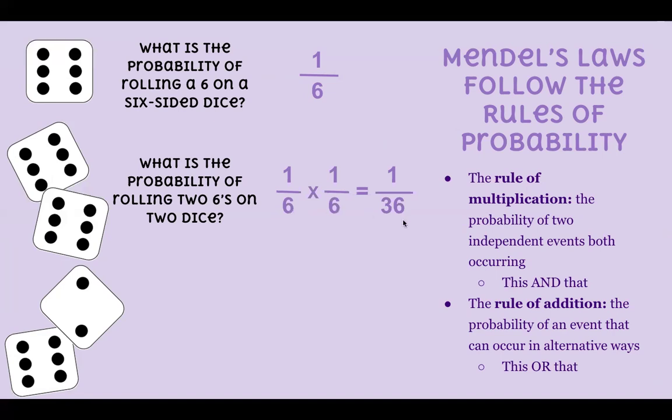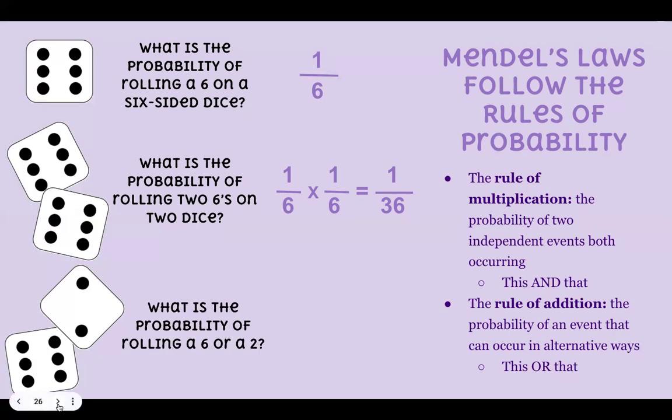If you have forgotten how to multiply fractions, don't worry. You just multiply the numerators. So 1 times 1 is 1. Then you multiply the denominators. 6 times 6 is 36. And it's as easy as that. The denominators do not need to be the same. You just multiply whatever it is. So you have a 1 in 36 chance of rolling 2 6s.